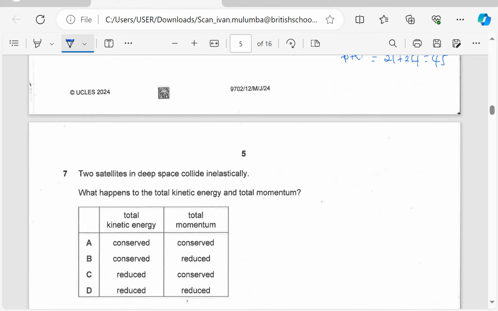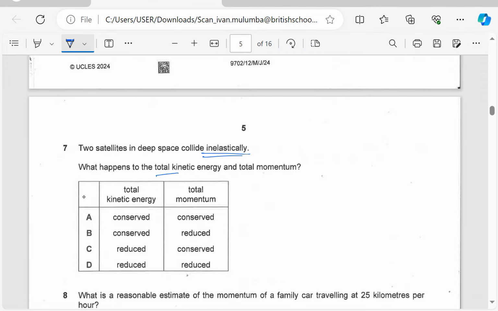The satellites in deep space collide inelastically. That means momentum can be conserved, but remember, for inelastic, kinetic energy is not conserved. What happens to the total kinetic energy and total momentum? Whether the collision is elastic or inelastic, momentum is always conserved. So the total momentum is always conserved. But if the collision is inelastic, it is only momentum which is conserved, not kinetic energy.